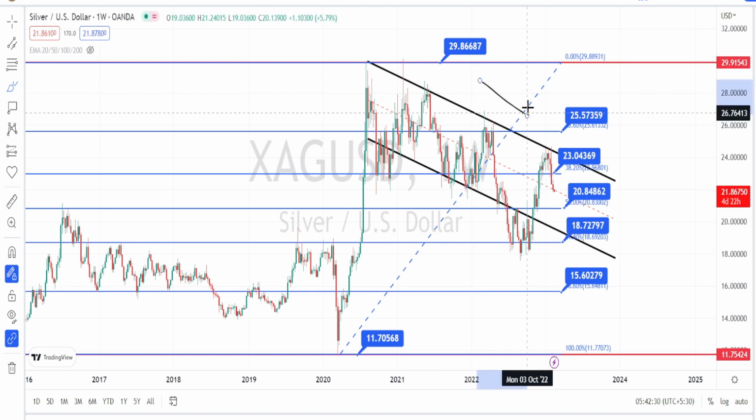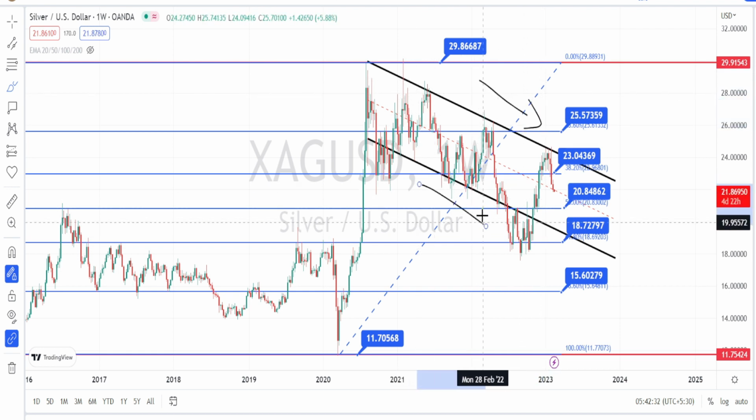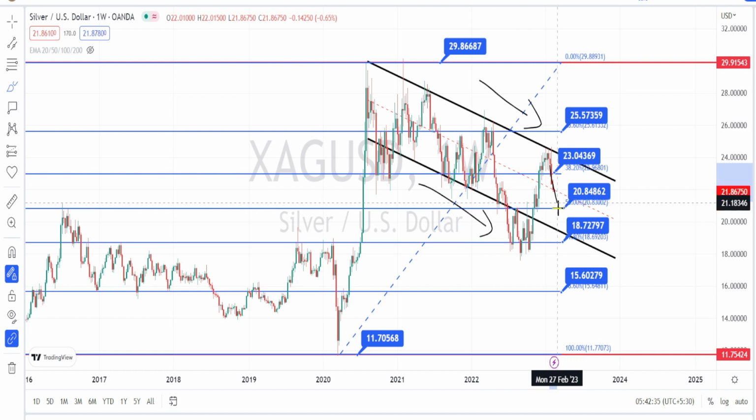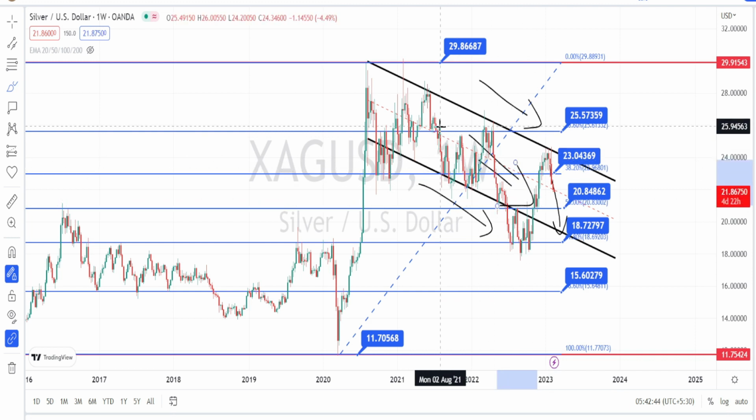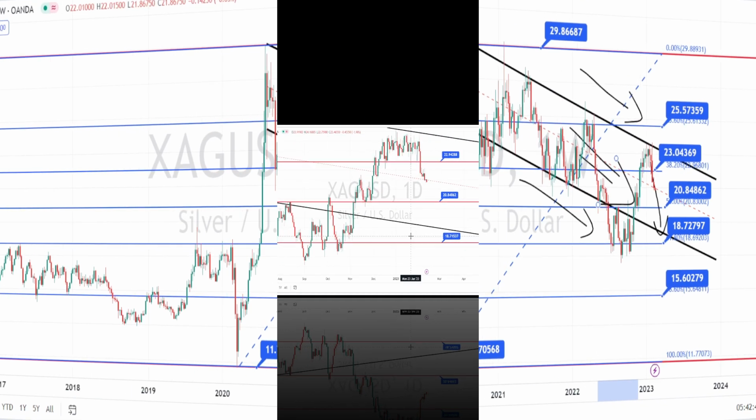And since the overall trend of the price action is bearish, we can expect the price action to fall further and to continue with the bearish trend as long as it is trading within this bearish channel pattern. Let us look at the price action in daily time frame.